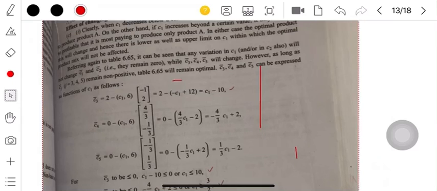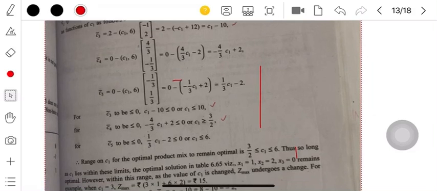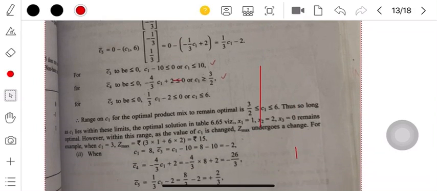So they have calculated 2 minus C1, 6 minus 1, 2. Here C1 minus 10. Here minus 4 by 3 C1 plus 2. Here minus 1 by 3 C1 minus 2. From this we get C1 is less than or equal to 10. For C4 we get C1 greater than or equal to 3 by 2 and C1 less than or equal to 6. So we have achieved the range of C1. The optimal product mix remains optimal when C1 lies between 3 by 2 and 6. Okay.